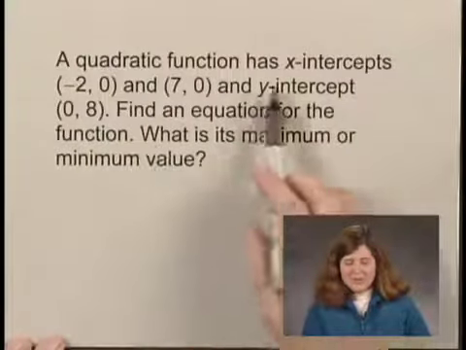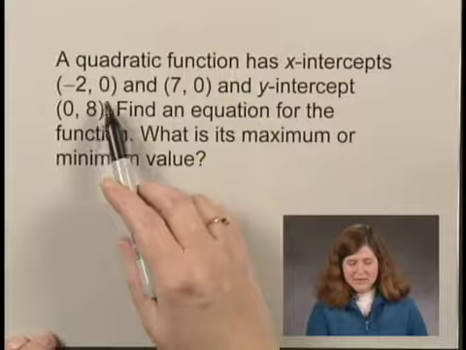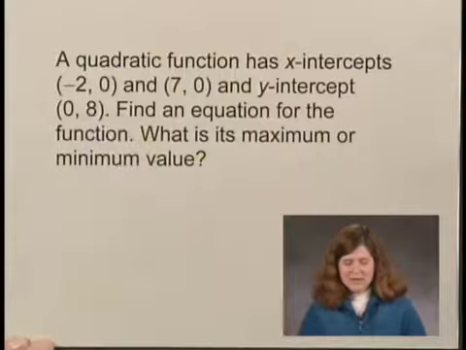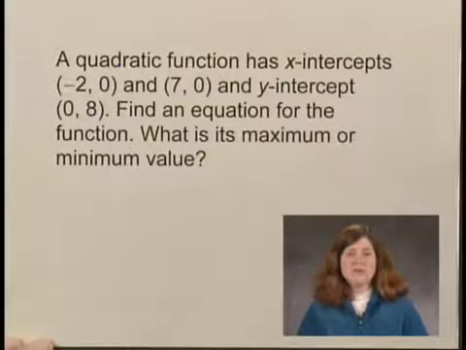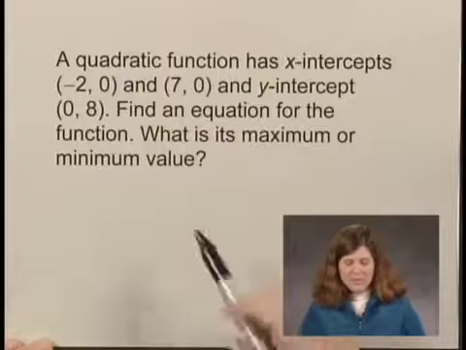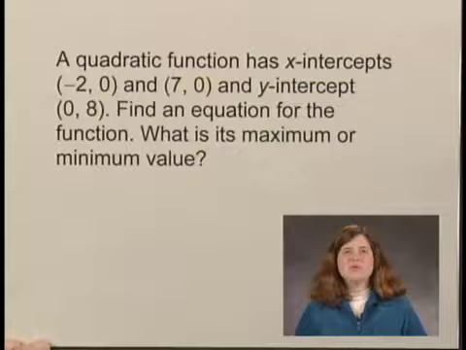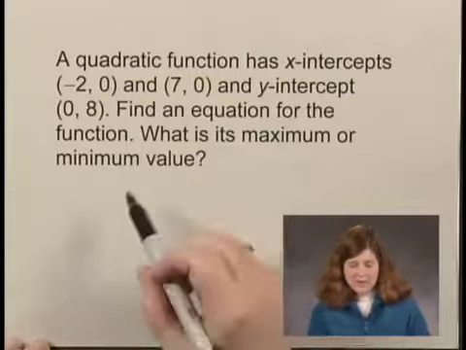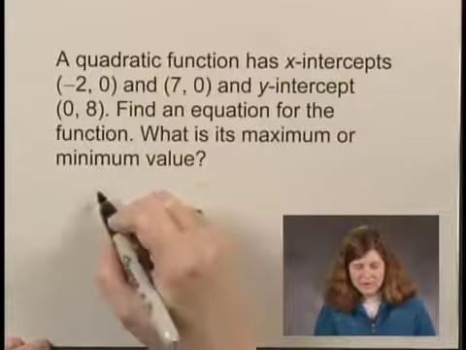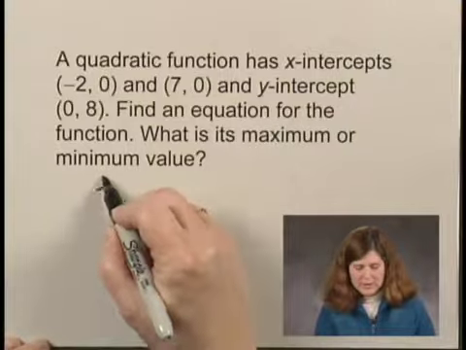We're going to be finding a quadratic function given 3 points that are part of the function. We're told that the quadratic function has x-intercepts (-2, 0) and (7, 0), and a y-intercept of (0, 8). We're first asked to find an equation for the function and then to find its maximum or minimum value. We'll start by realizing what a quadratic function looks like.